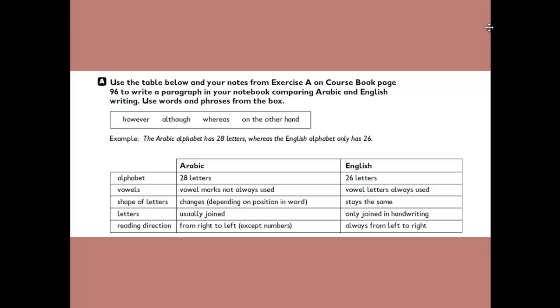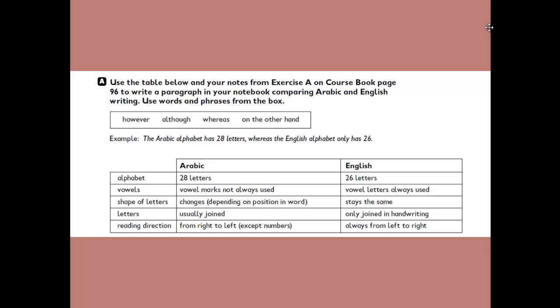Here we have an example. The Arabic alphabet has 28 letters, whereas the English alphabet only has 26. So here we have two columns. The first one on the left talks about Arabic, and under the right one we have English. Yes, and we have to compare between the alphabet of these two languages. Arabic has 28 letters, whereas English has 26 letters.